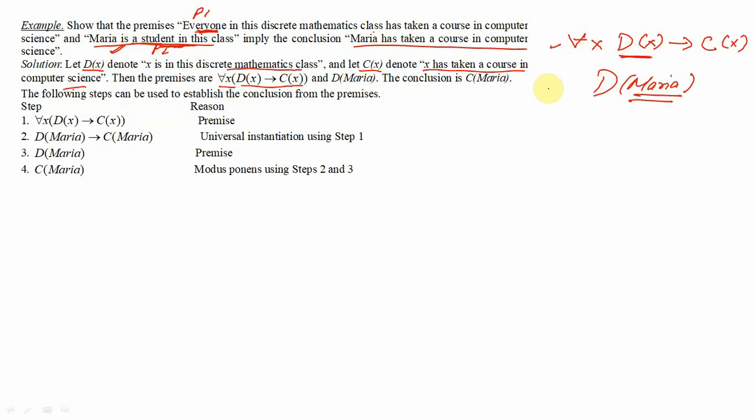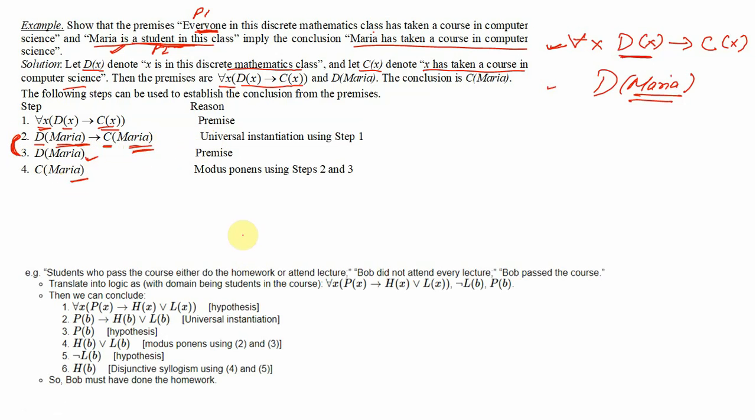So I have one premise, two premises. I can say for all x, Dx implies Cx. This is the premise. Now this can be instantiated for Maria. If Maria is a student of this class, then Maria must have taken the computer science course. Because I say for every person, if the person is a student of this class, then the person has taken the CS course. And the second premise says Maria is actually a student of this class. So by modus ponens on these two, I can say Maria has taken a CS course.